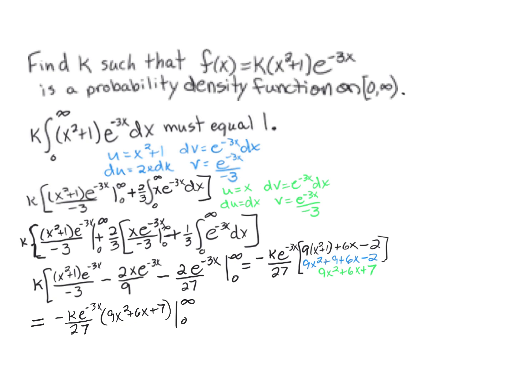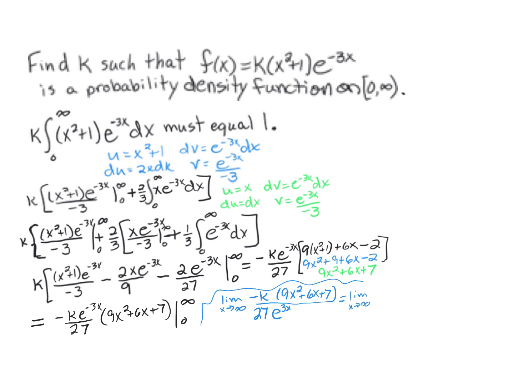Let me do this in a little thought bubble over here. The limit as x goes to infinity of minus k, I'm going to take the e to the negative 3x and put it in the denominator because I know I need to make a ratio, making it e to the plus 3x. There's a 27 down there. That leaves me with the polynomial in the numerator. When I take that limit, I plug in the infinity. I'm going to get infinity over infinity. So I apply L'Hopital's rule.